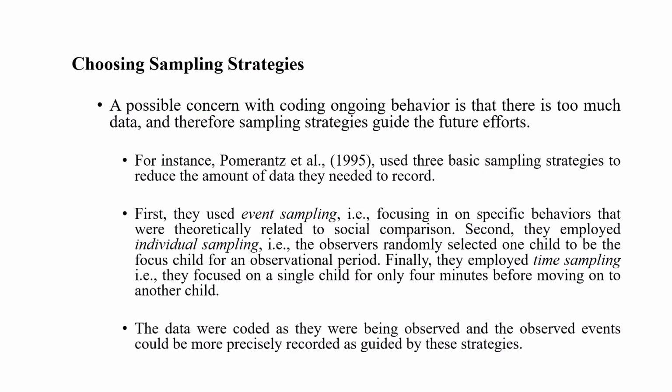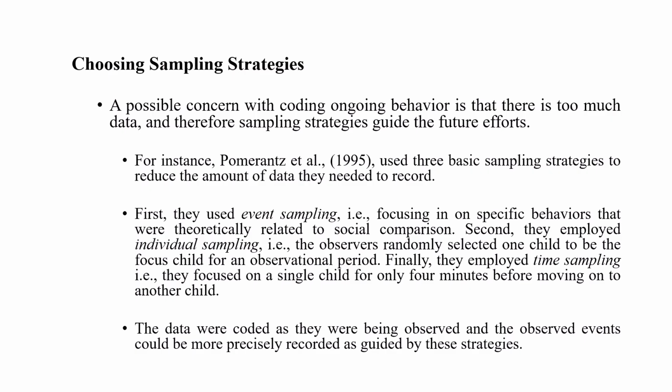Another equally important thing in terms of collecting observational data is choosing the kind of sample that you are targeting. What is your target population? What is the sample that you would go with? All right. So, for example, Pomerantz and colleagues used 3 basic sampling strategies to reduce the amount of data that they needed to record. First, they utilized event sampling. They focused on specific behaviors that were theoretically related to social comparison. Second, they employed individual sampling, that is, the observers were randomly selected.